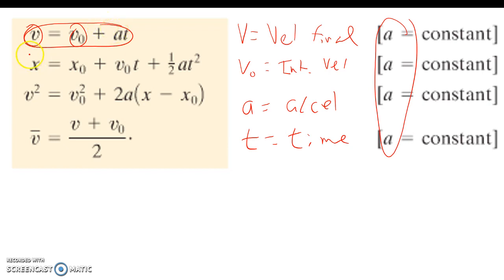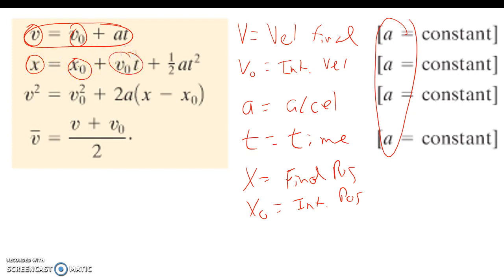This next equation, and probably the one I use the most, has x and x sub naught. X is going to be our final position, and x sub naught is going to be our initial position. So our final position is equal to initial position plus initial velocity times t plus 1/2 a t squared, acceleration times time squared.